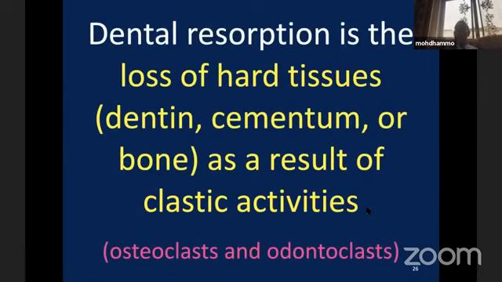When we talk about resorption, which is our topic today, we have to define resorption. It is the loss of hard tissues, dentine, cementum, or bone, as a result of clastic activity. And when we talk about clastic, we mean the cells, osteoclasts and odontoclasts.